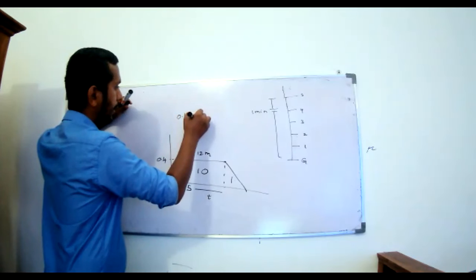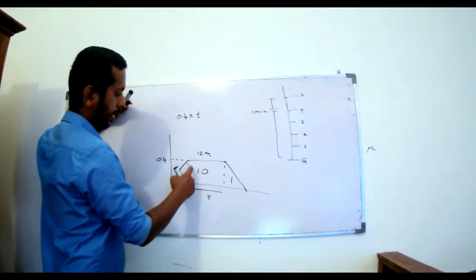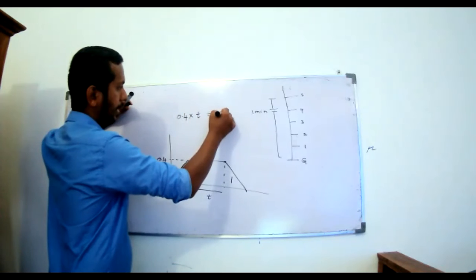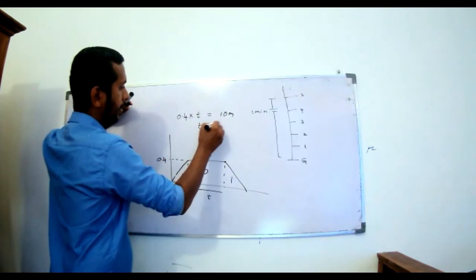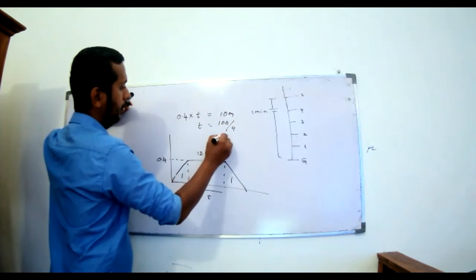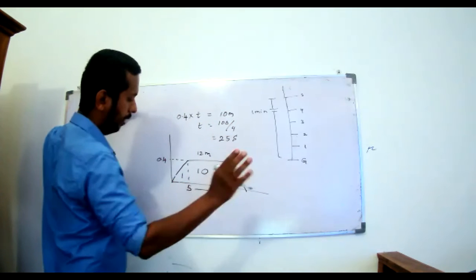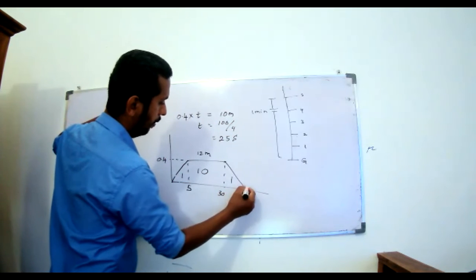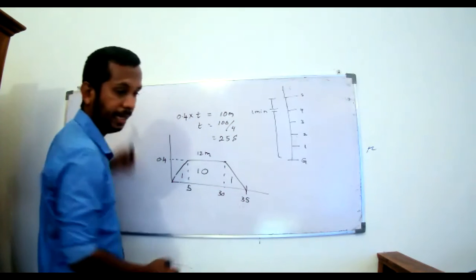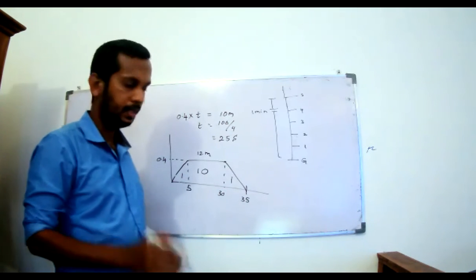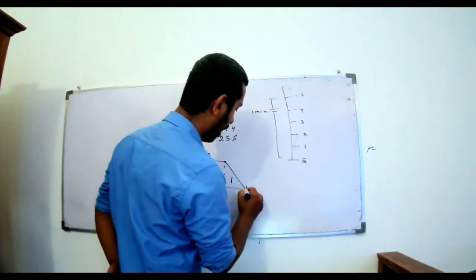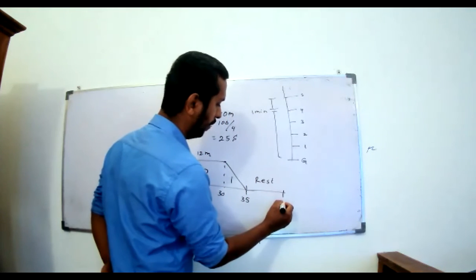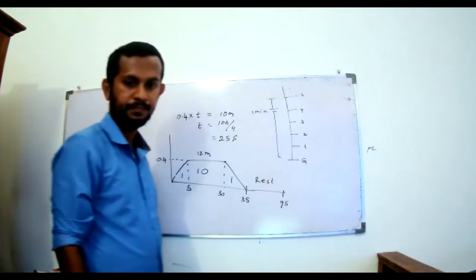Then I can find the value of T. The area under the rectangle, 0.4 into T, is 10 meters, right? And T is how much? 100 over 4 is 25 seconds. And here will be 30. This should be 35. Agree? Then they have mentioned 1 minute rest. 35 plus 60 is how much? 95.